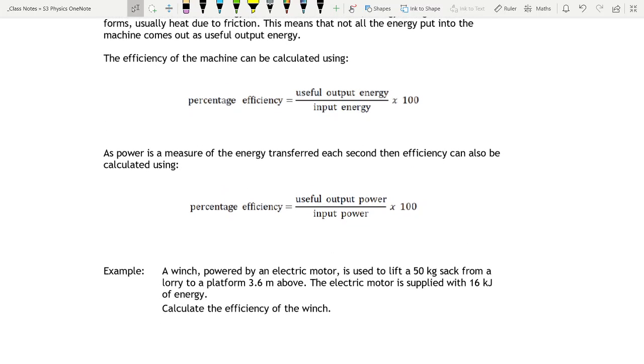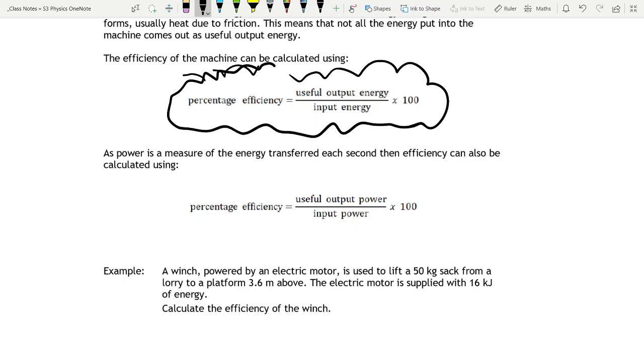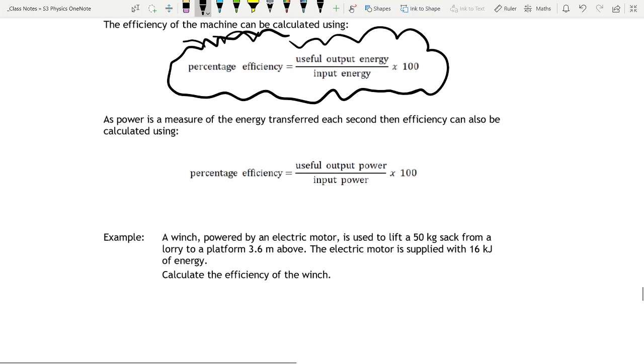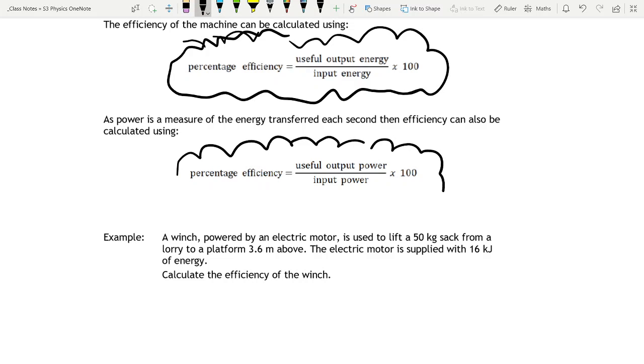The efficiency of a machine can be worked out using this calculation. Percentage efficiency is useful output energy divided by the input energy times 100. And as power is a measure of the energy transferred each second, you can also say percentage efficiency is useful output power divided by input power times 100.